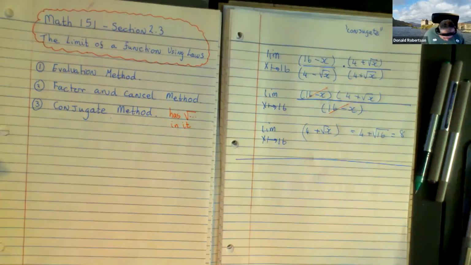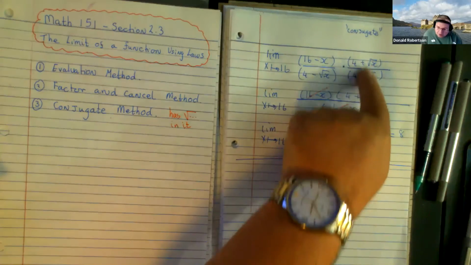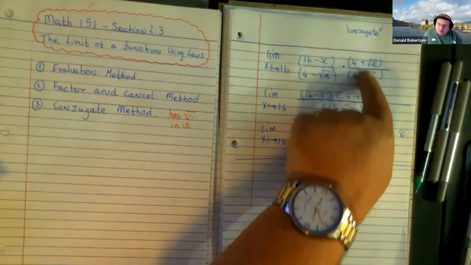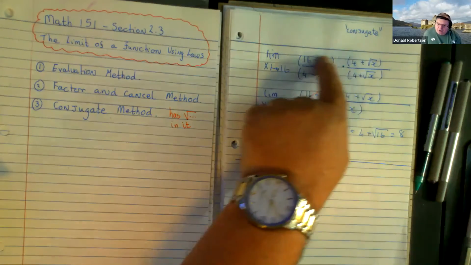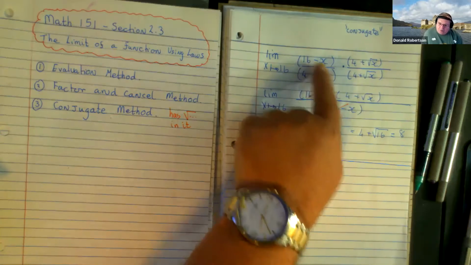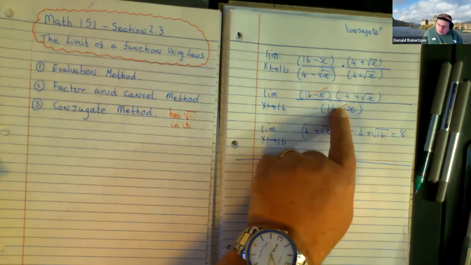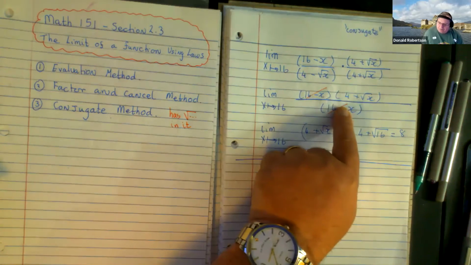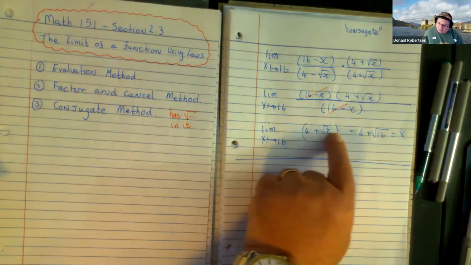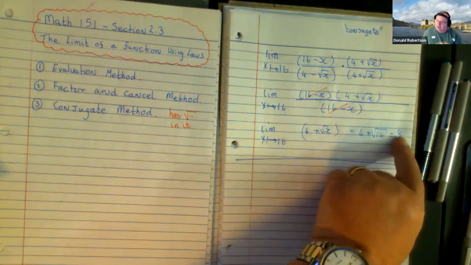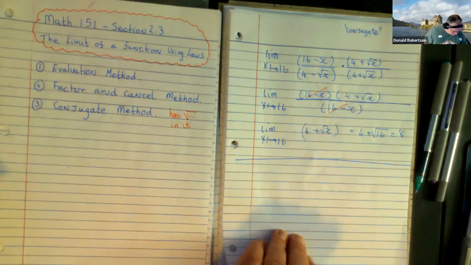So when you're doing the conjugate method, multiply by the special version of 1. Leave these guys alone. Only FOIL these out. If things work out, somebody in the top will cancel out with somebody in the bottom. You'll be left with a much simpler expression, which you can then evaluate. That's essentially how it works.